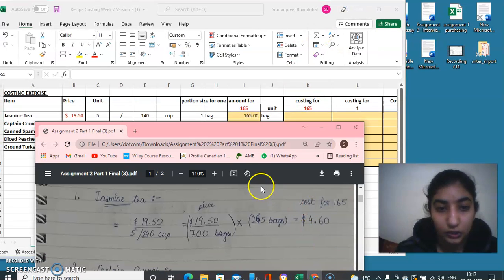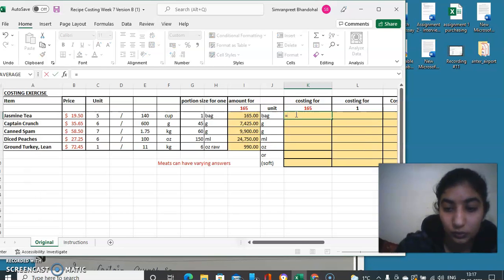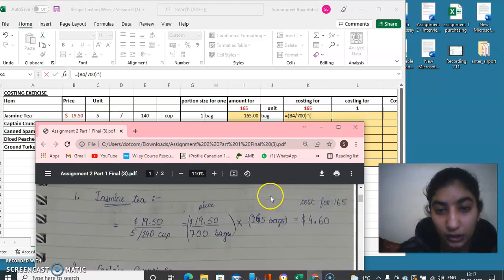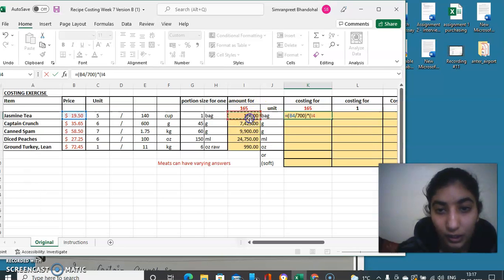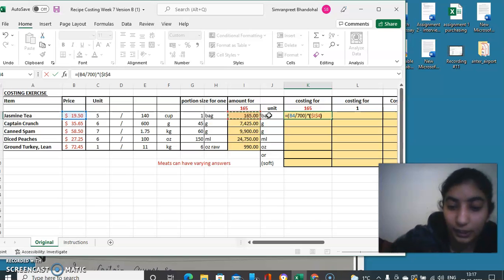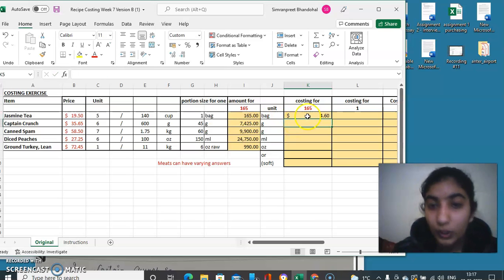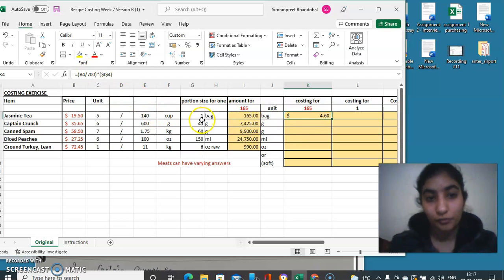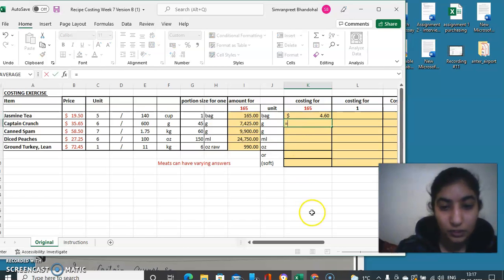So just press equals, bracket start, this divided by 5 multiplied by 140, which gives us 700, bracket close, multiply by the total amount we require, that's 165, and then do self-referencing, bracket close, and press enter. We cannot simply drag it down because the units are different for each ingredient.